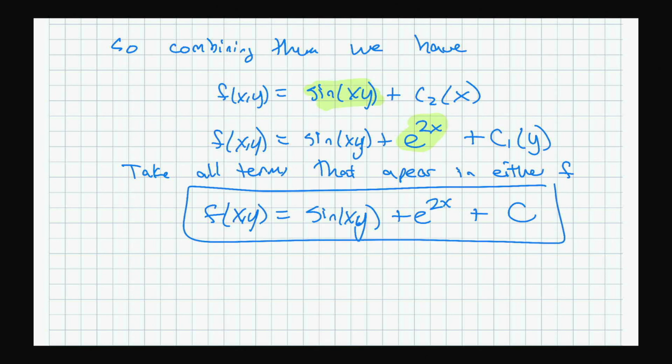So does that make sense? You just use this and you use this because that's all of the unique terms from either formula for f. And that's how you come up with a potential function. You can do it for 3 variables as well. You just have a third function to integrate, and the rule is the same as far as how to combine them. Okay, so I think that's it for now.